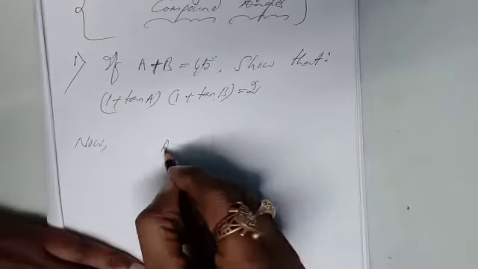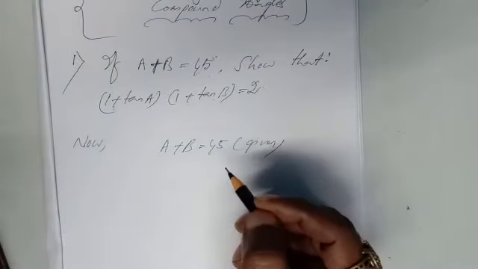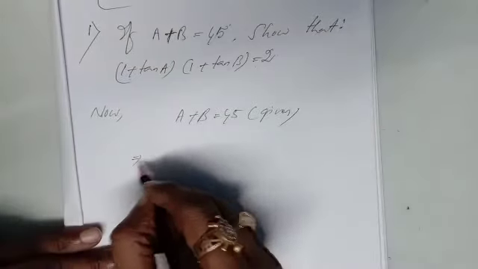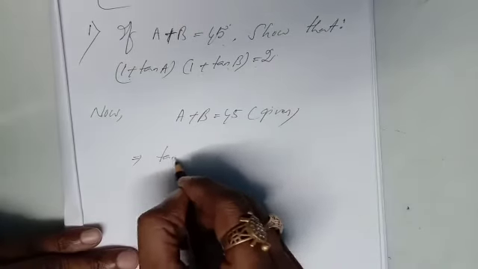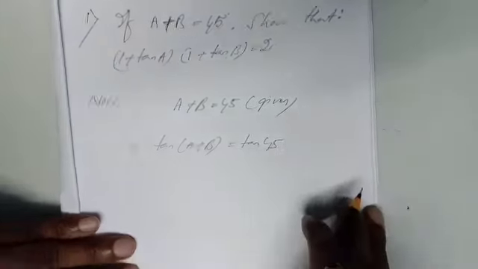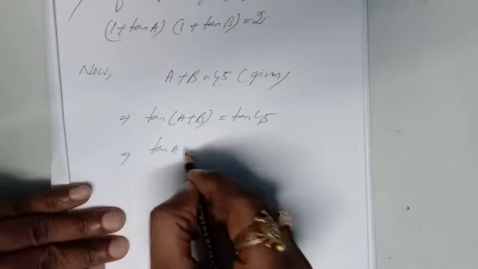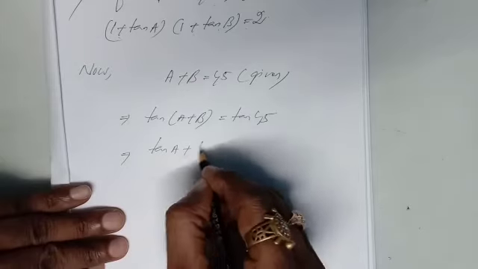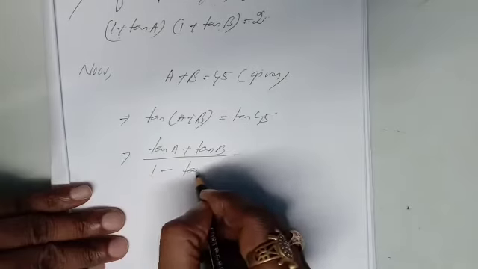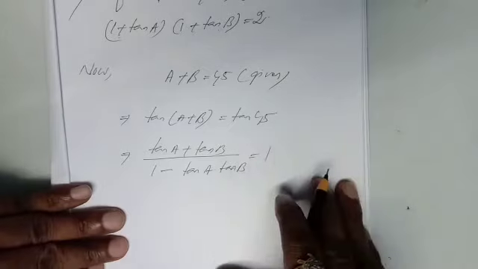Now a plus b is equal to 45, it is given, and you have to prove (1 plus tan a) into (1 plus tan b) is equal to 2. Taking tan both sides, if you take tangent both sides, this will be tan of (a plus b) equal to tan 45, yes or no? Now apply the compound angle formula, you have to memorize the tan (a plus b) formula: tan a plus tan b divided by 1 minus tan a into tan b, and tan 45 is nothing but 1.